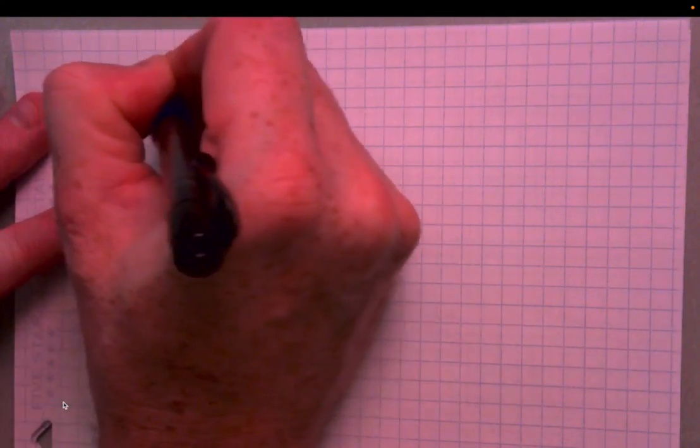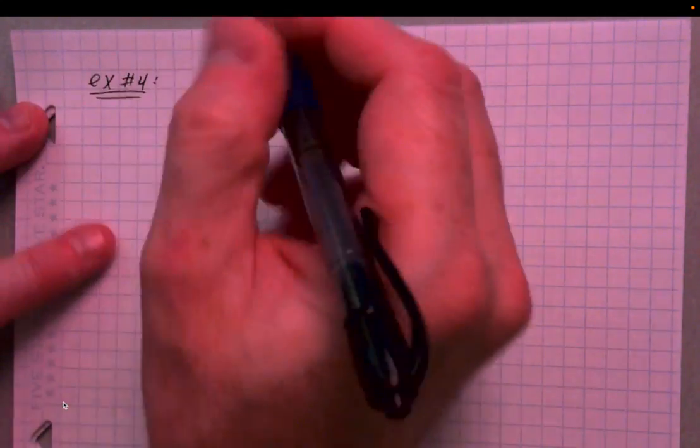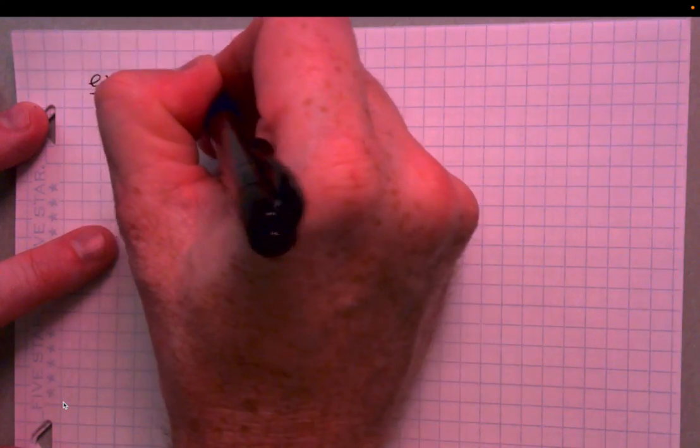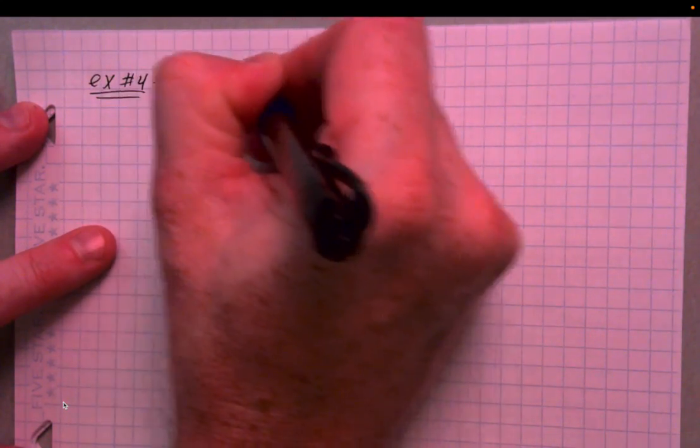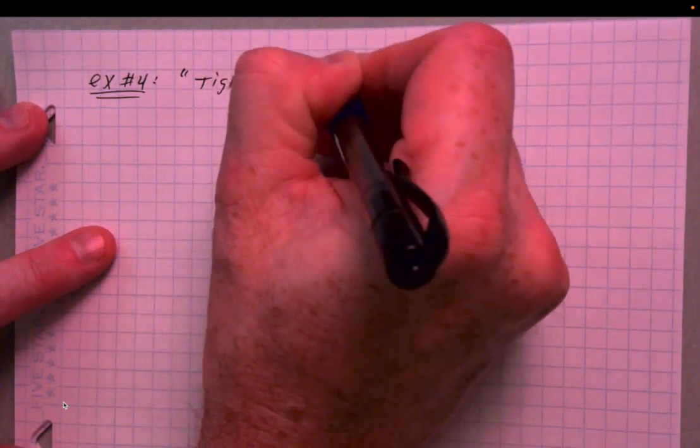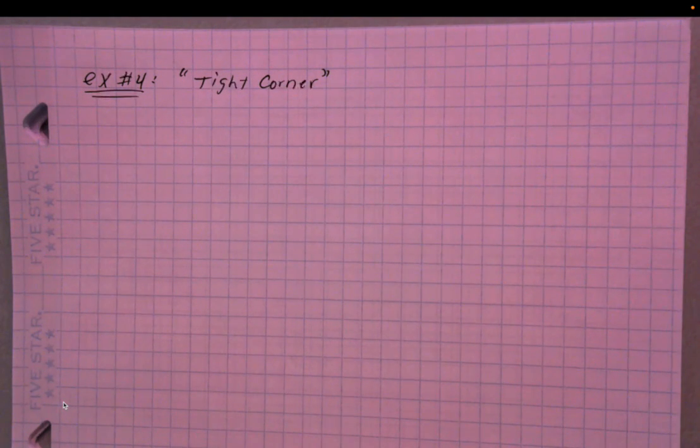All right, very good. One more problem, and this is going to relate to a circular motion type of problem. Okay, so example number 4. And I'm just going to call it tight corner. Not a long problem, but I think one that reviews enough that we should be good.